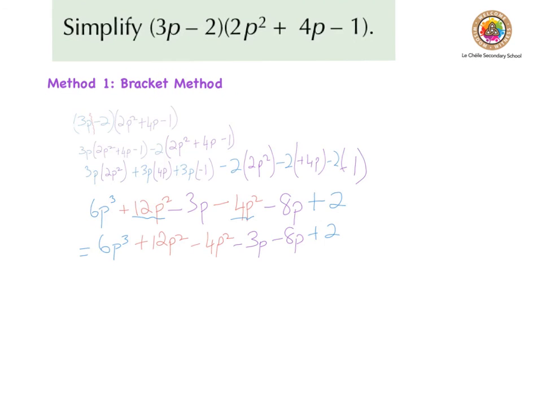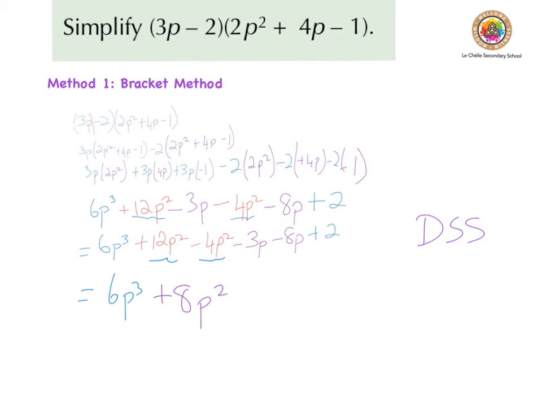Okay, so just to tidy it up, well, 6p cubed, that's my only term with p cubed in it, so that's here together. Now I look again and I see I have 12p squared minus 4p squared. So my rule there, my DSS rule, different signs subtract and keep the sign of the bigger number. So 12 take away 4, that gives me 8p squared, and the bigger number there was the 12, so I'm going to keep the plus sign.